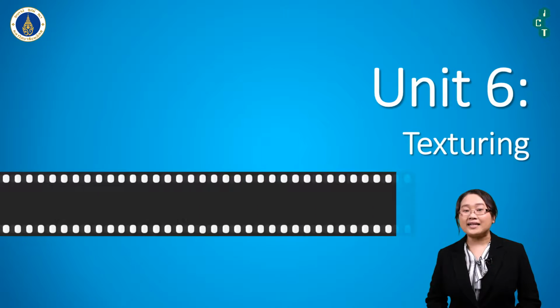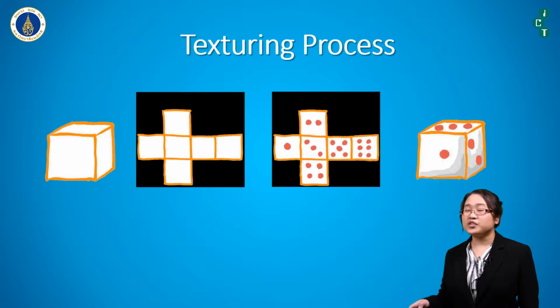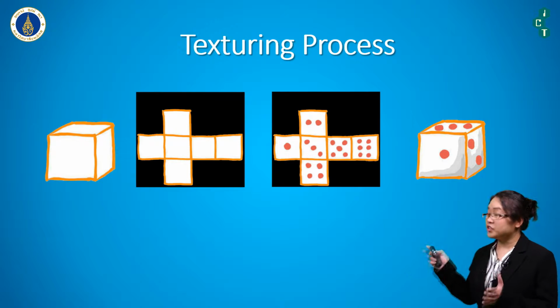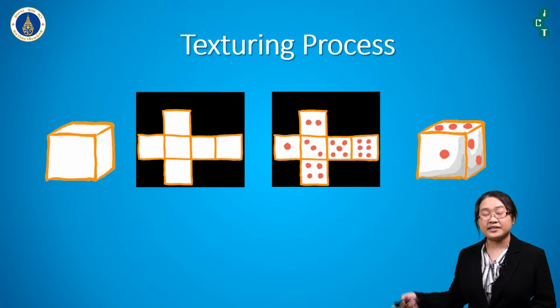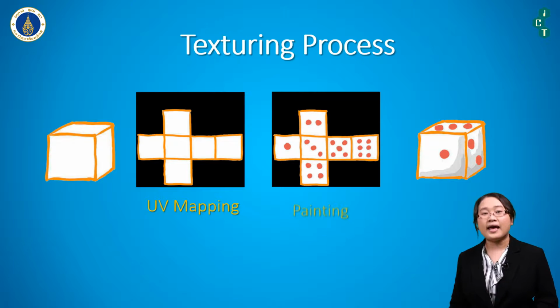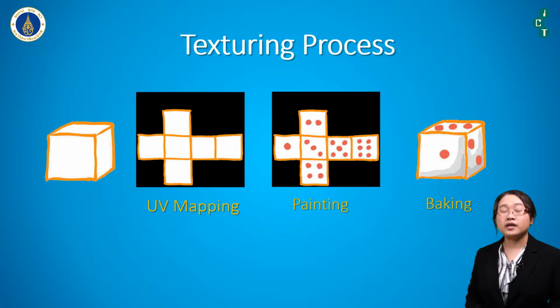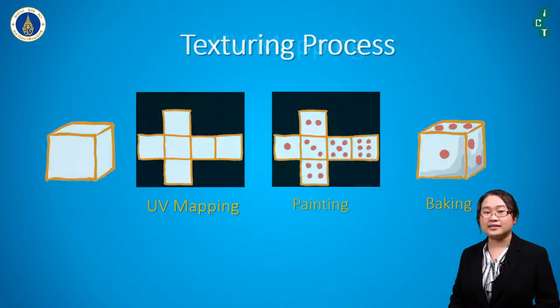Then let's see what the sub-steps inside the texturing are. In the texturing, you can see from this picture, the cube is the original model, and you have a total of 3 sub-steps inside the texturing process. The first one is the UV mapping, and then you have painting, and the last one is baking. So let's see what the details are inside.